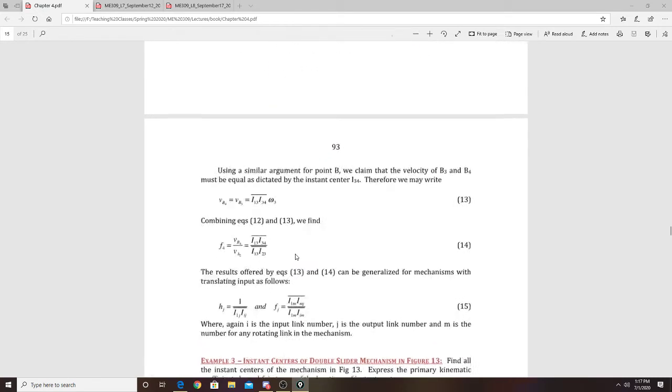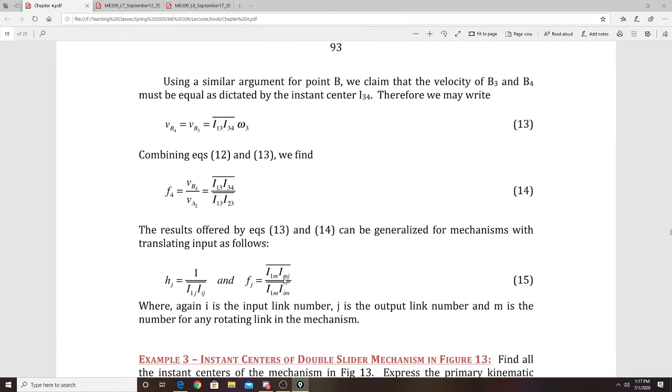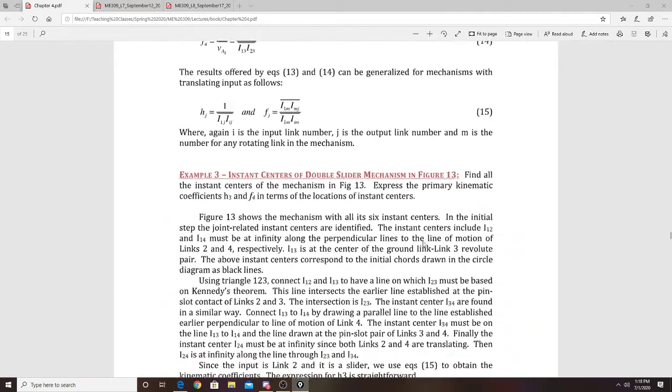So it'd be I13, I would say I34? Is that what it is? Yeah, I34. And then I13, I23. So, but yeah, these equations you'll have in their generic form, so you can fill those in, I'm sure.